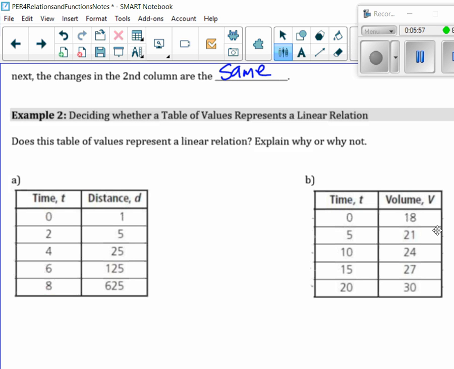This will be on the test, right? So do you see your independent is going up by 2's? Okay, so if this is a linear relation, this should go up by a common amount as well. So I'll say this is going up by 2's. And what's happening here?